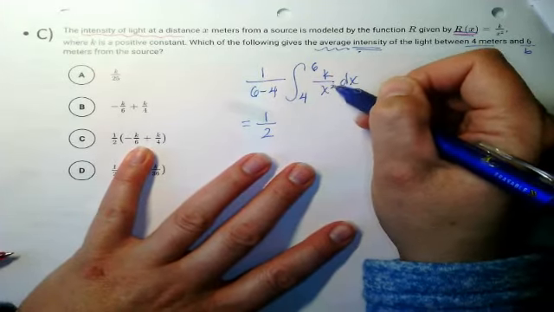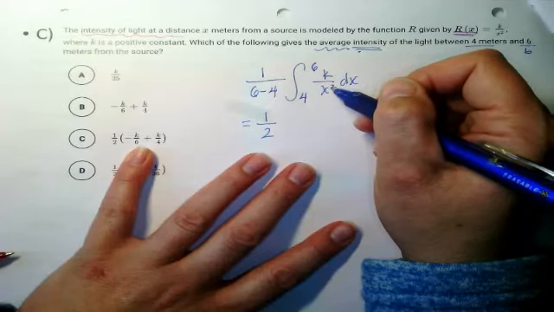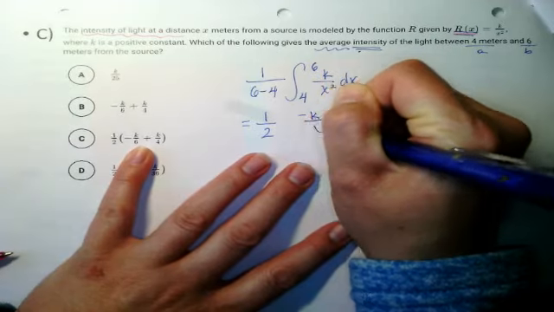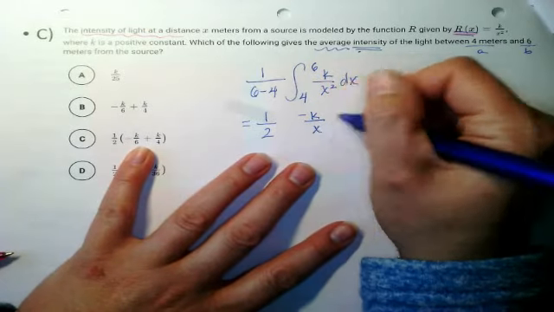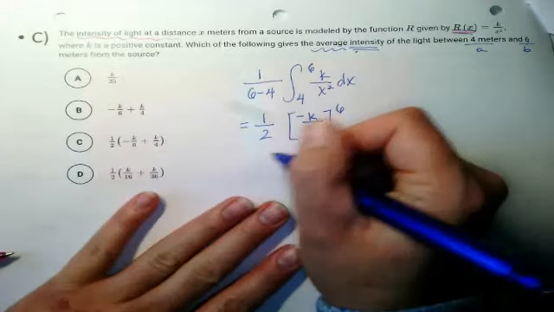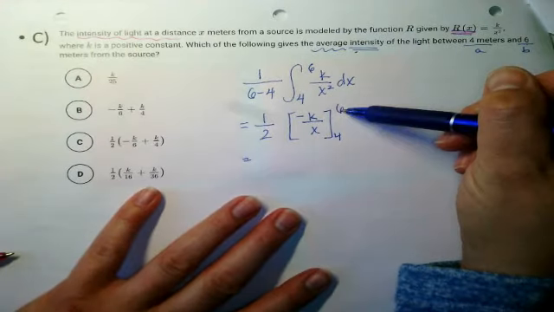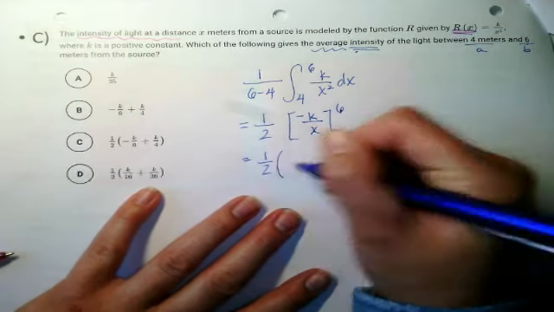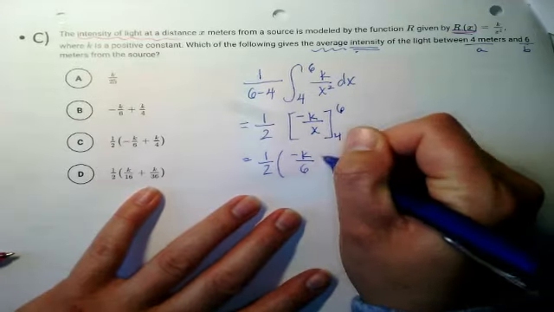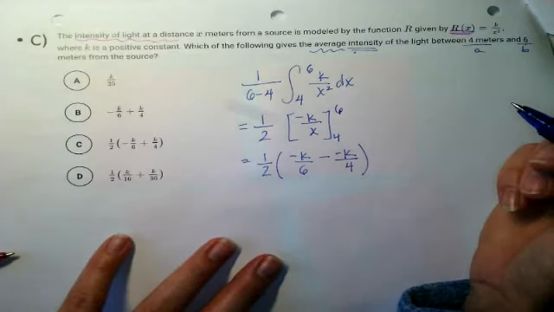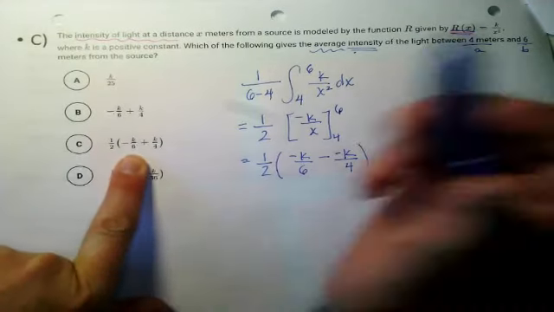You can think about this as k to the -2 if you want. Increase the power by 1, we get -1, or negative k over x to the negative 1. There we go. And that is evaluated from 4 to 6. And remember here, where are we plugging in the 6 and the 4? In place of x. Yes. All right. So plugging in the 6, we get negative k over 6 minus the negative k over 4, which is letter C.